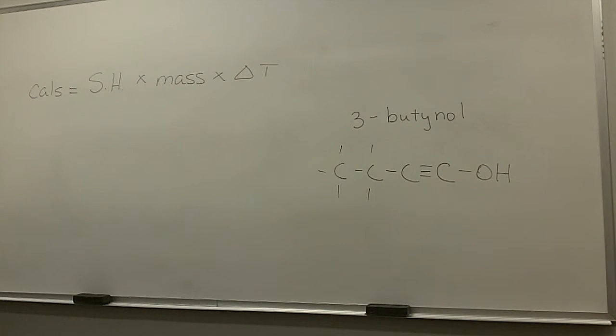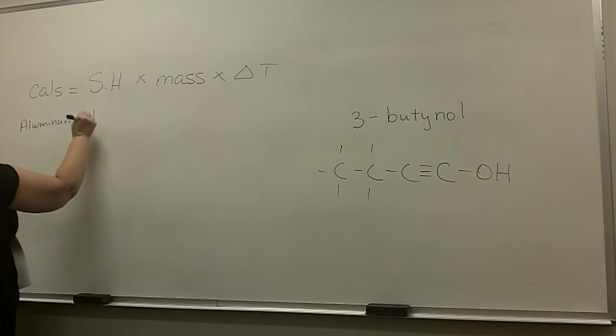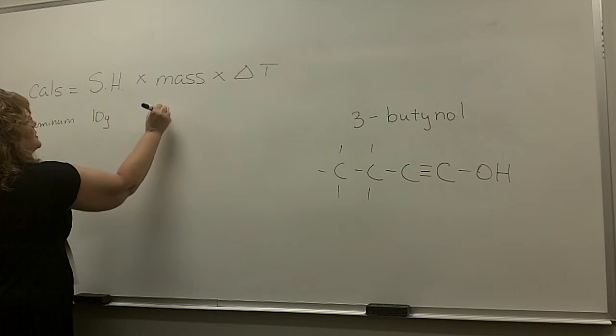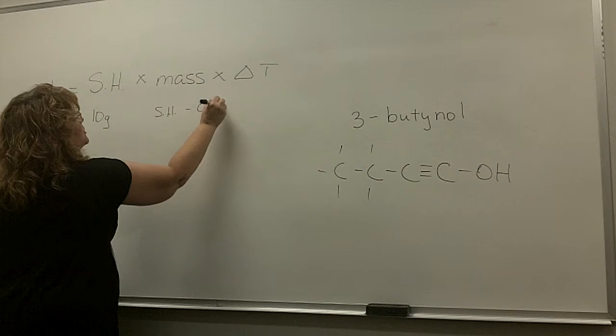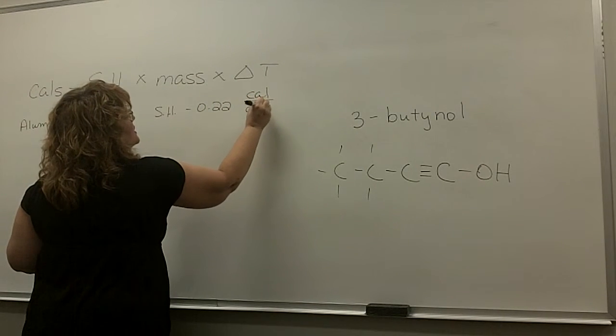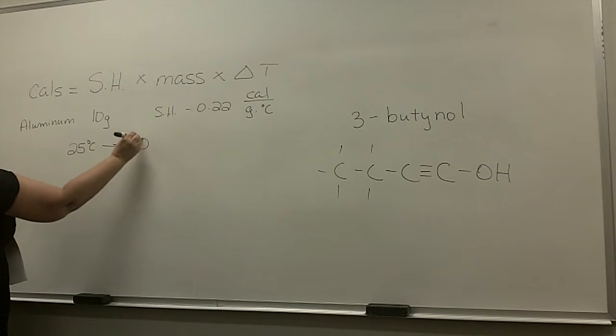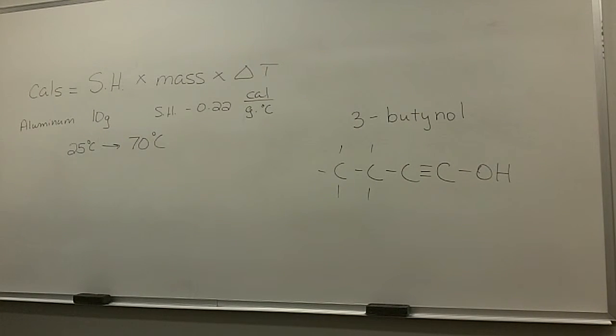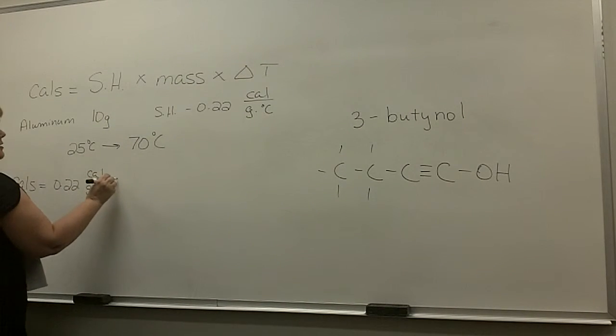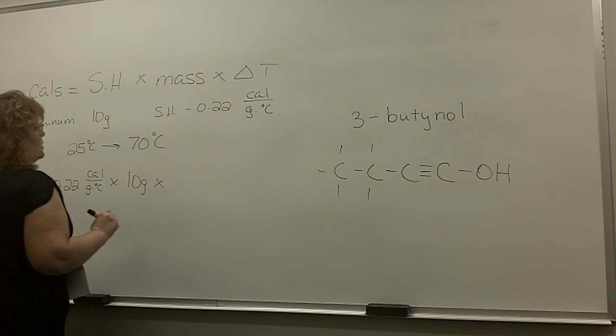All right, so if I said I had a piece of aluminum that weighed 10 grams, and aluminum has a specific heat of 0.22 calories per gram degree C, and I put it in water, and it changed from, let's say, 25 degrees C to 70 degrees C. How many calories did that take? So we just simply say calories equals 0.22 calorie per gram degree C times our mass, which is 10 grams, times our delta T, which is 45.